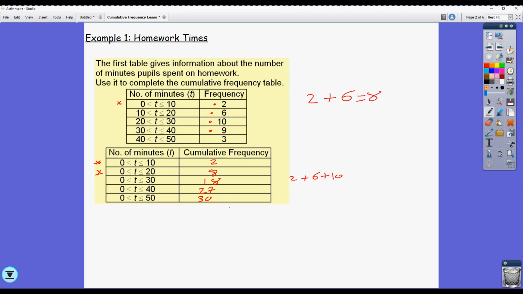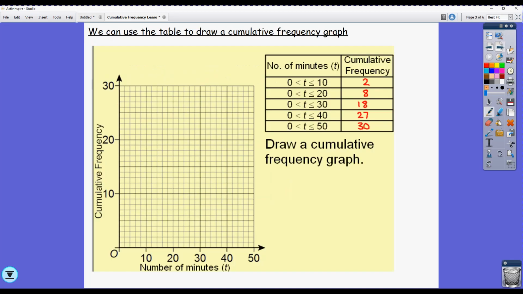So we filled in our cumulative frequency table. The reason we say cumulative frequency is because cumulative is similar to the word accumulate. So we can just think of cumulative frequency as a running total. I think that's probably the best way to think about it. So we have our table. It's not particularly useful yet. We need to put it into a graph to make it useful. So I filled in the cumulative frequency table here as well, and we're going to use this to draw a cumulative frequency graph.